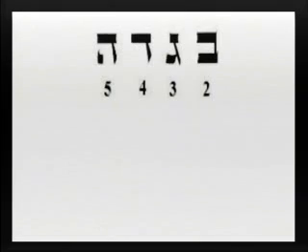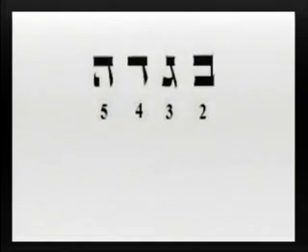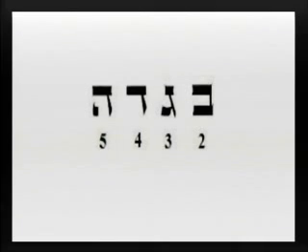Okay, I don't want it to be too fast. We give you a few seconds to write down those letters. It's 4 letters. Bet is 2, Gimel is 3, Dalet 4, and Hey is 5. 4 letters we're going to use today and learn about them.